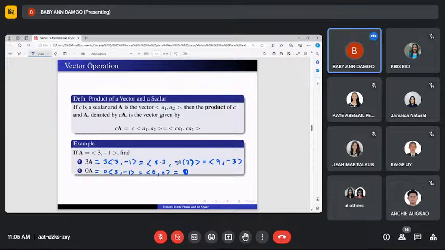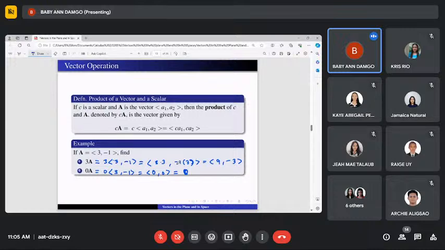Next, we have the theorems. The vectors must satisfy these theorems. So, if A, B, and C are any vectors in V2, V2 means two-dimensional vector space. We also have V3, which is three-dimensional vector space. If V sub n, that means n-dimensional vector space. Here, we only go up to 3D.